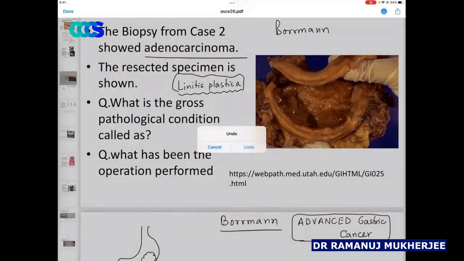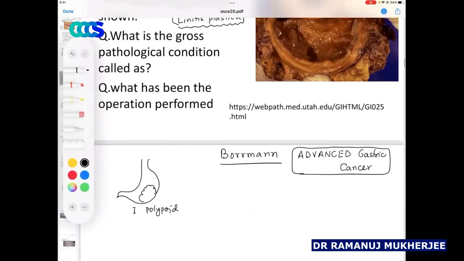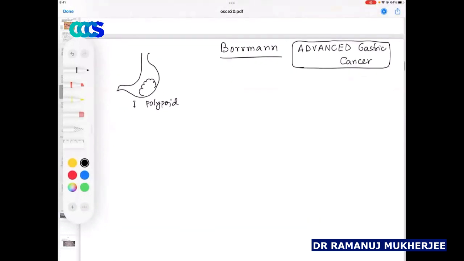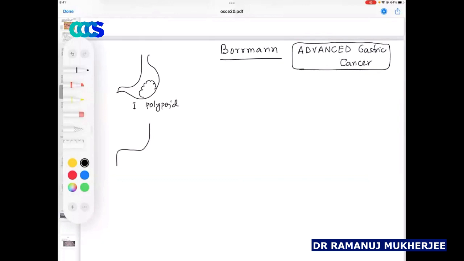Sir, Borrmann is an endoscopic classification. Borrmann can be a CT classification. Borrmann can be an operative classification. So technically, to start with, it will be an endoscopic classification. Borrmann 1 is polypoid. Remember that Borrmann type 2 is a fungating type of growth. Right. So this is the first one to remember.